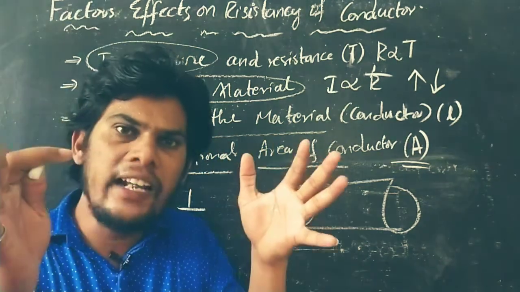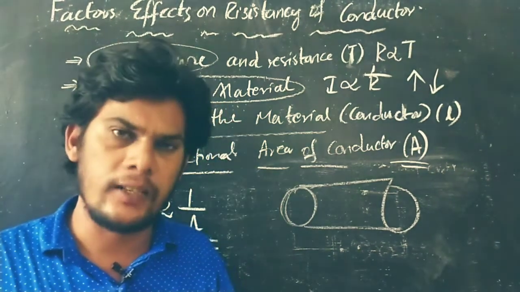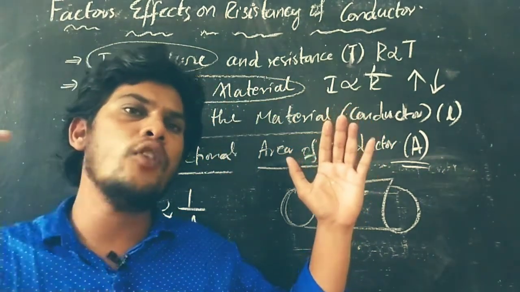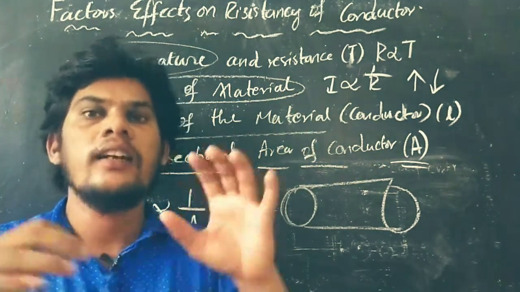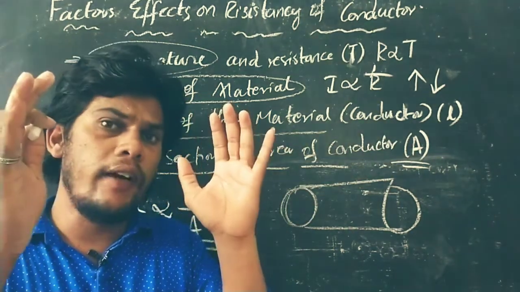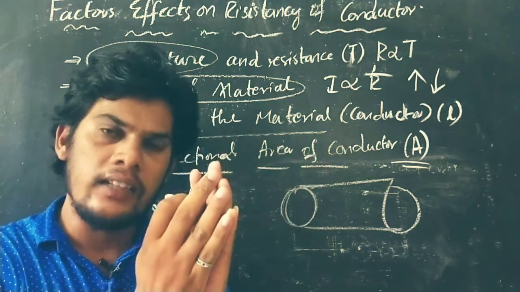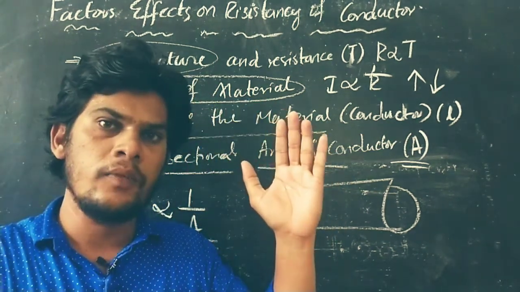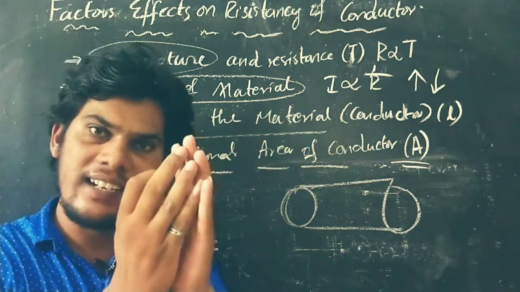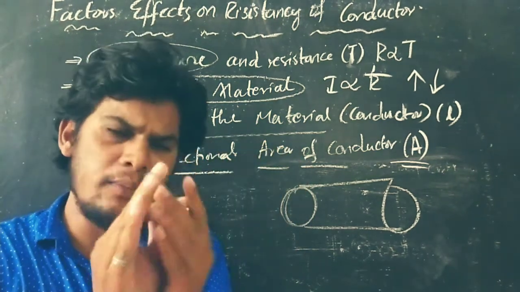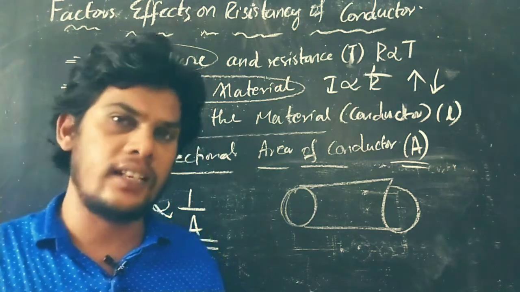We already know wider pipes carry more water, and narrow, small pipes carry less water. Similarly, wider wires, wider conductors carry more current. Wider wires mean electricity passes more, so resistance is less. Cross-sectional area more means the flow of electrons is more, which means the resistance is less. Cross-sectional area less means resistance more. So they are opposite to each other.